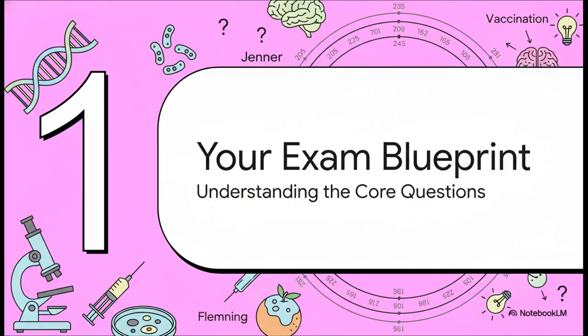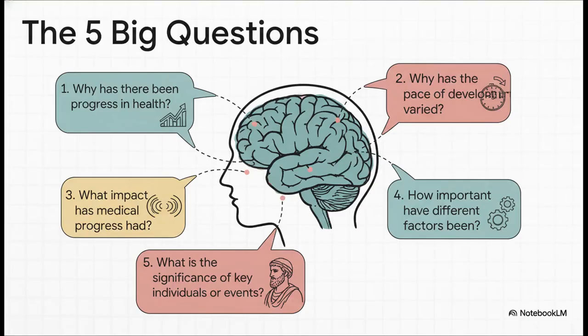All right, first things first. If you want to get those top marks, you absolutely have to start thinking like an examiner. It's not enough to just list facts about Jenner or Fleming. You have to use that knowledge to answer the big, overarching questions that this entire course is actually built around. These 5 questions right here, they are everything. Seriously, you need to burn them into your brain. Every time you revise, you should be asking these questions.